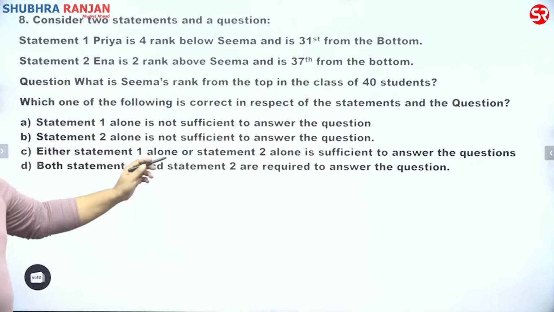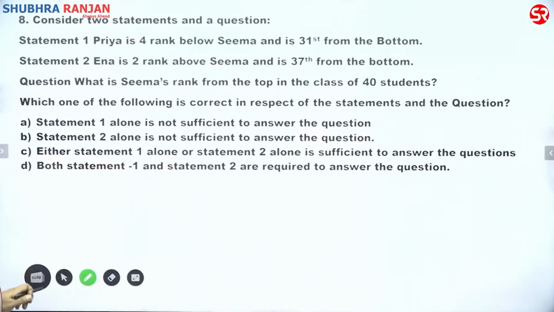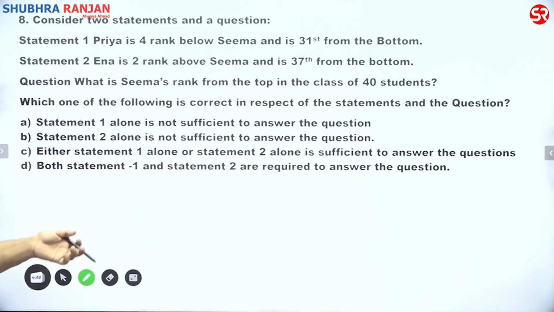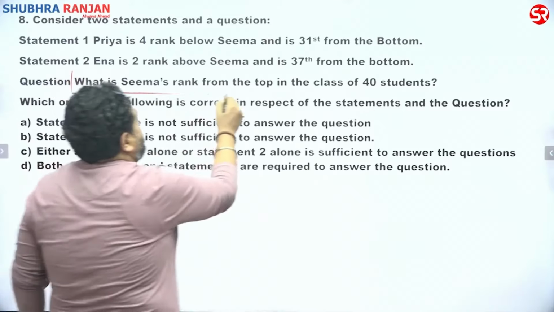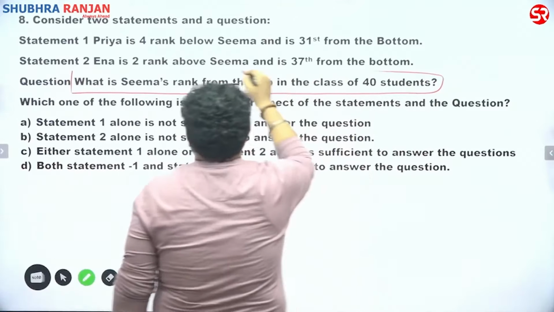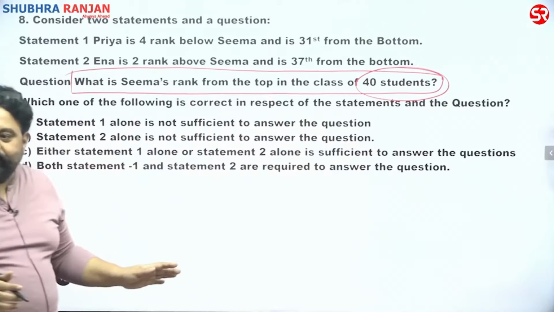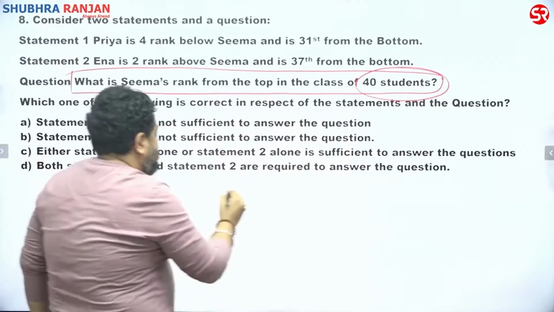Either statement 1 alone or statement 2 alone is sufficient. Both statements are required. Guys, both statements are required. No. Statement 1 is giving you the answer, because what is Seema's rank from the top? He has given it: there are 40 students. Now it is very easy. I can easily sort it out now.